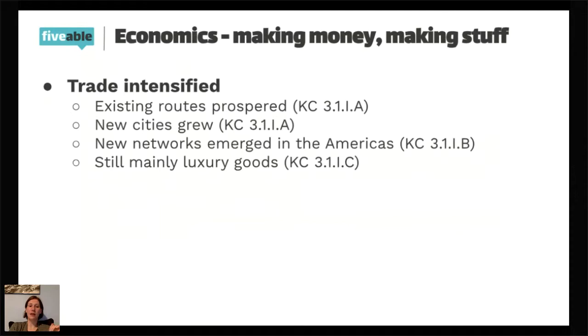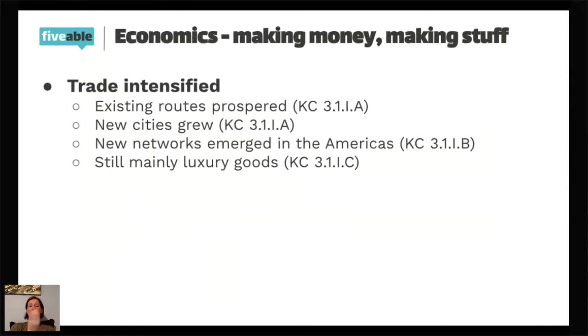And then the other big thing about trade as it intensifies, it's still mostly, but not entirely, luxury goods. Trade is still really expensive. So most of the goods being traded are things that are going to make people a lot of money. Sea trade is somewhat of an exception to this because you can trade bulk products as well as luxury goods, but silk from China, Catherine, is a great example of a luxury good. Spices are a really great example of luxury goods in the Indian Ocean as well.